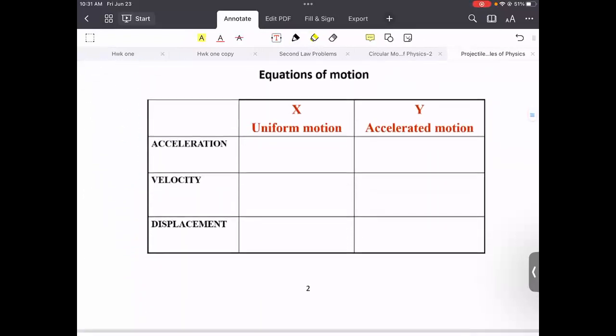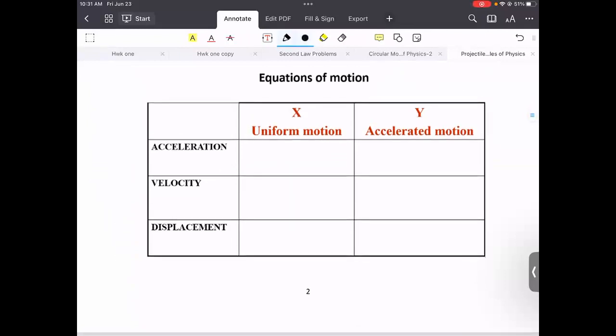All right, so we learned something from the photographs. For example, acceleration. In the x direction, we see that the motion is uniform motion and the acceleration is actually 0. There's no acceleration there, 0 meters per second squared, because the motion is uniform. Remember, acceleration is the change in velocity over time. So the velocity is not changing, so acceleration is 0.